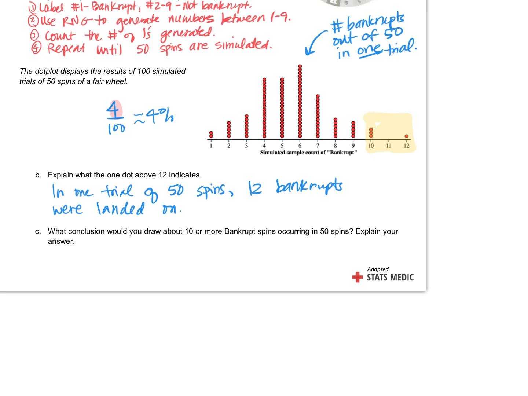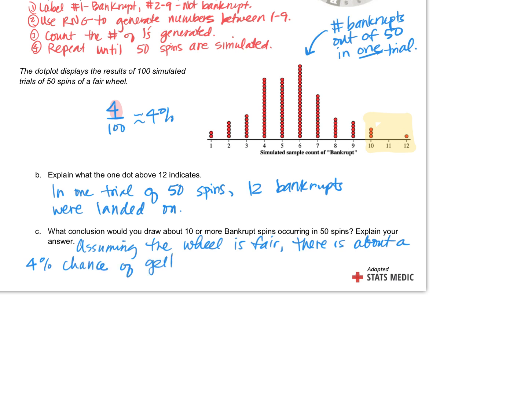So the way I would write my conclusion, I would say, assuming the wheel is fair and not weighted, there is about a 4% chance of getting ten or more bankrupts out of 50. There's about a 4% chance of getting 10 or more bankrupts out of 50.